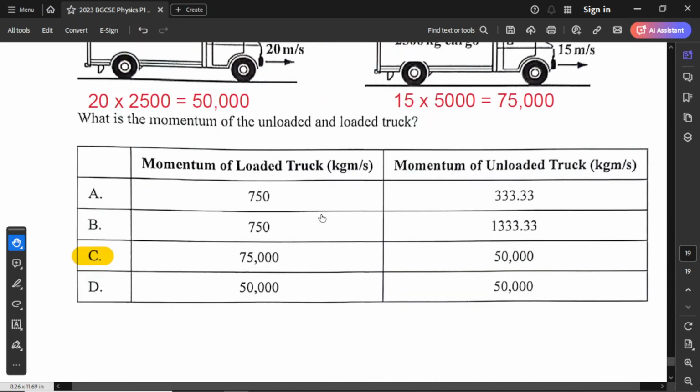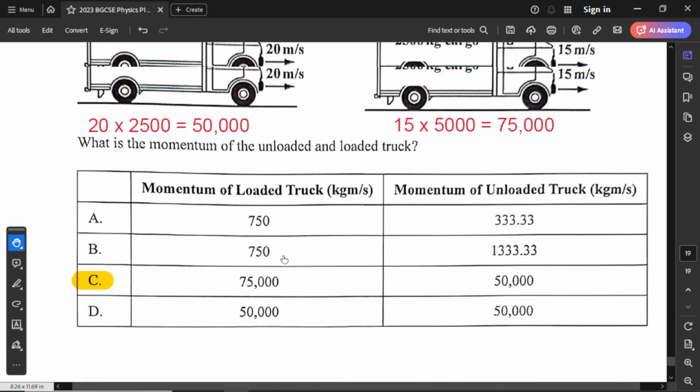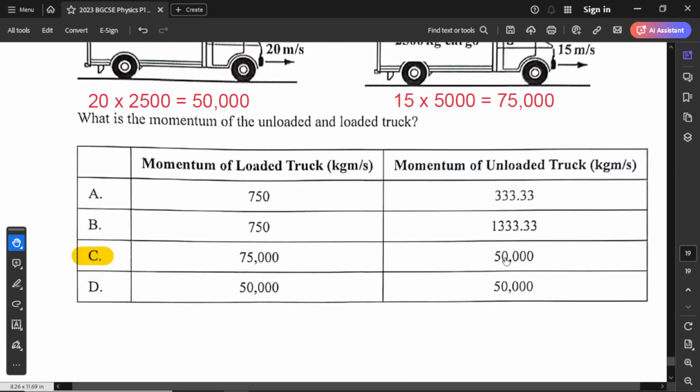A point to note here is the momentum of the loaded truck. Notice they have the unloaded truck on this side, the loaded truck on this side. So be careful, because sometimes you calculate them and realize that they switch it up in the chart. So this is the loaded side and this is the unloaded side. Therefore, what we're going to have here is 75,000 for the loaded side, and for the unloaded side, it is 50,000. So therefore, C is the correct answer.